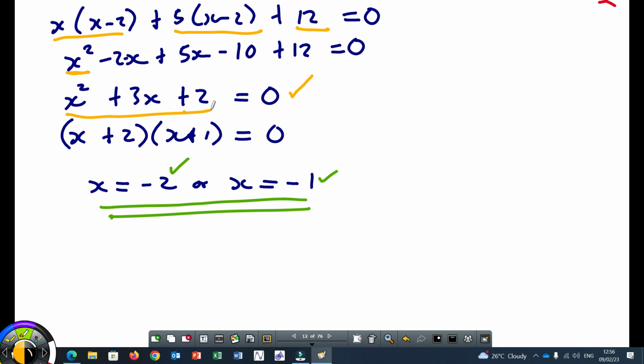Okay? Right. Please be aware that from this step, we can use the quadratic formula. In fact, let me do it on the side.